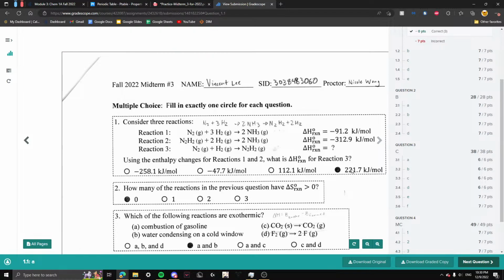And then how many have a delta S that's greater than 0? Well, if you look at these reactions, it goes from 4 moles of gas to 2 moles of gas, 3 moles of gas to 2 moles of gas, and then 2 moles of gas to 1 mole of gas.